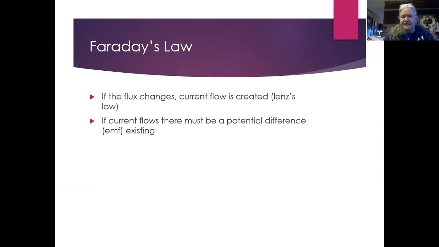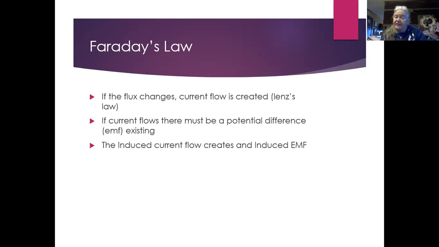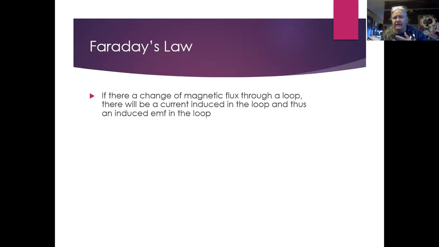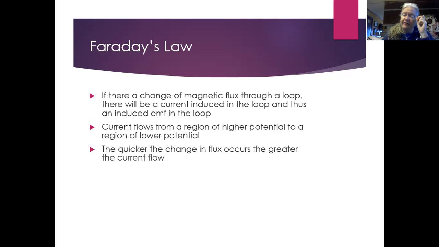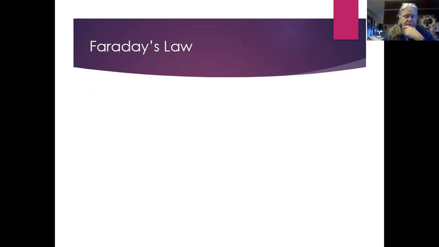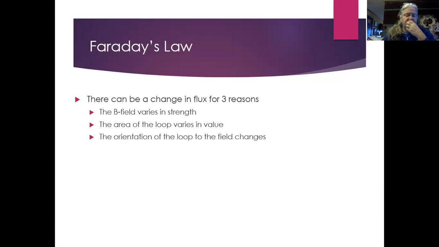So if the flux changes, the current flow is created according to Lenz's law. So if there's a current flow, there has to be a potential difference, or an EMF, as we learned from the circuits chapter. So the induced current flow makes it seem like there's an EMF that's been induced as well. So that's what Faraday's law actually calculates, the induced EMF. All right, so we know that current flows from high potential to low potential, so we can actually figure out the polarity of this induced EMF. And the faster this change in flux happens, the more current will be generated. So again, that's why your generator has to spin up to a certain speed for the lights to come on in your house.